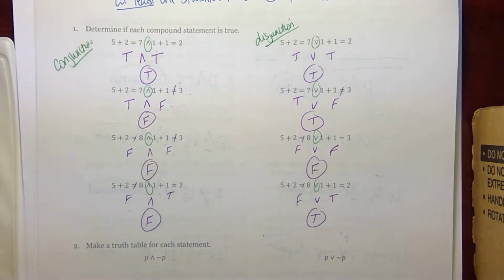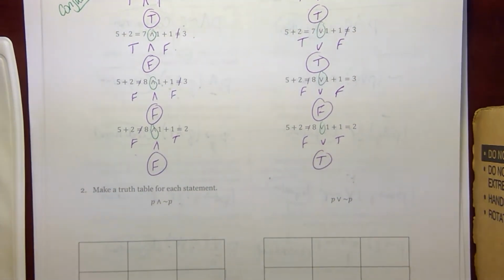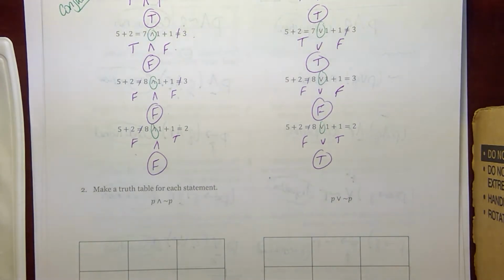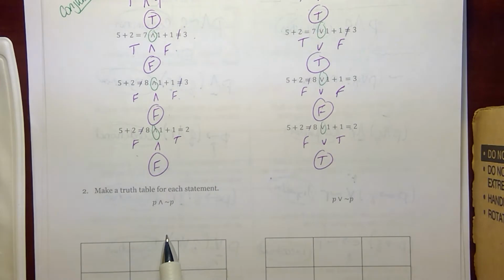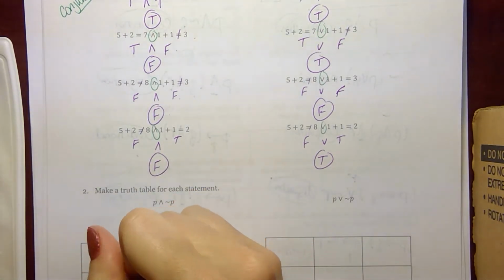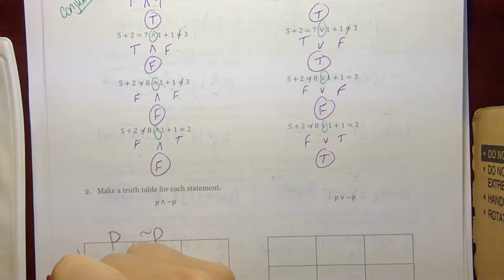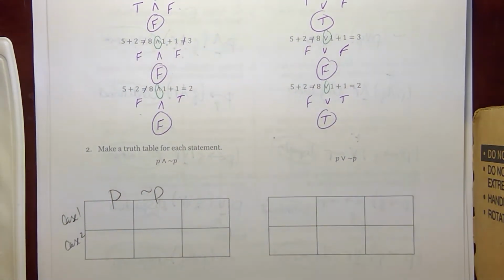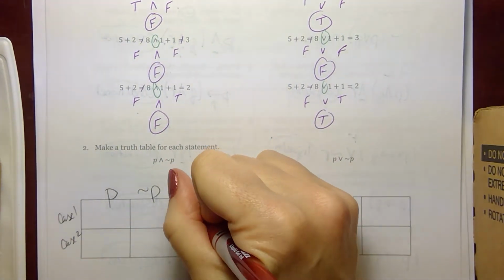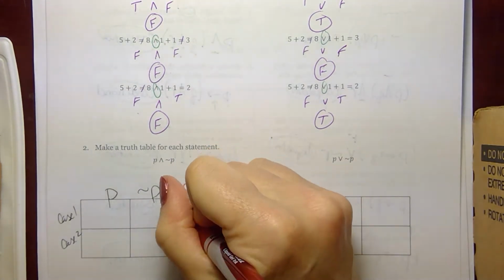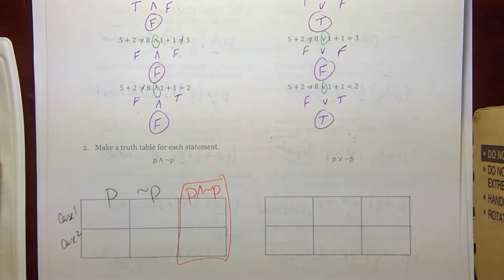So that is a quick review of what that looks like. Now it says to make a truth table for each statement. We've only got one statement. When we have one statement, we only have two cases. So we've got P, we've got not P, case 1 and case 2 for P and not P. And what we're asked to evaluate is P and not P. That's the column we're really interested in.